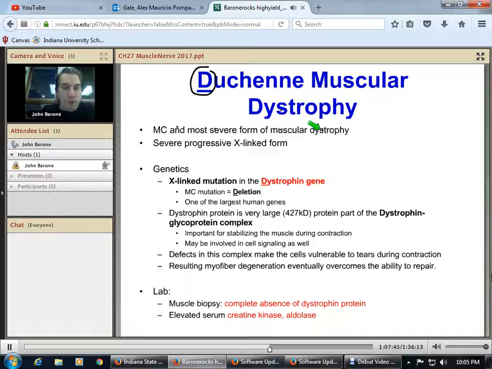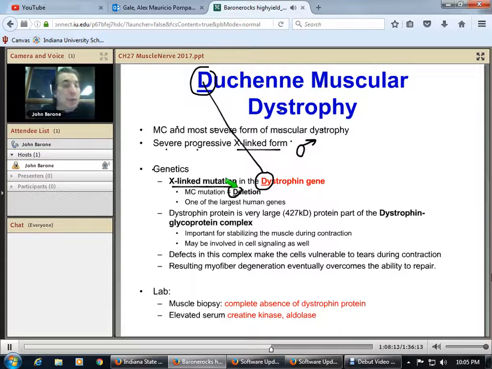Okay, now, Duchenne, start with D. Duchenne's muscular dystrophy. This is the most common and most severe form of muscular dystrophy, and it's severe, it's regressive, and it's X-linked, so it's always going to be boys. Girls, you can't have all the cool autoimmune diseases. We've got to get some too. So this is always going to be males. Now, for the genetics, it's X-linked. That makes sense, X-linked disease. And it's a mutation in the dystrophin gene.